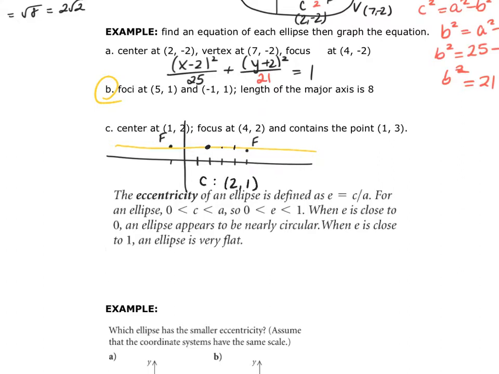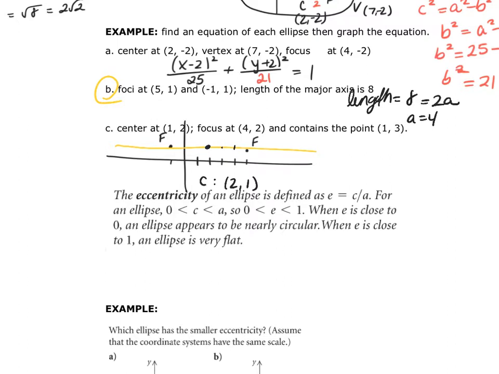They're also telling me that I'm doing B here. They tell me the length of my major axis is 8. So what does A have to be? 4. Because they tell me that my length is equal to 8, which is equal to 2 times A. So A has to equal 4.